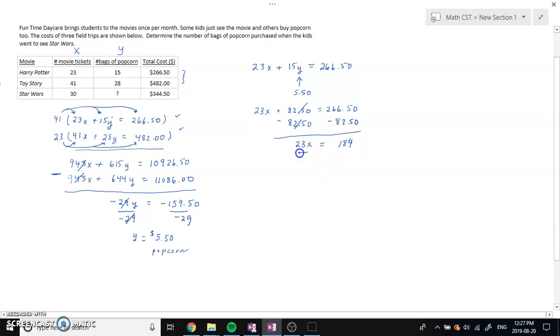Again, I'm going to divide out the 23 from both sides. And what I notice is that 184 divided by 23 equals 8. And again, I'm going to write 8.00 because we're talking about $8 for a movie ticket.